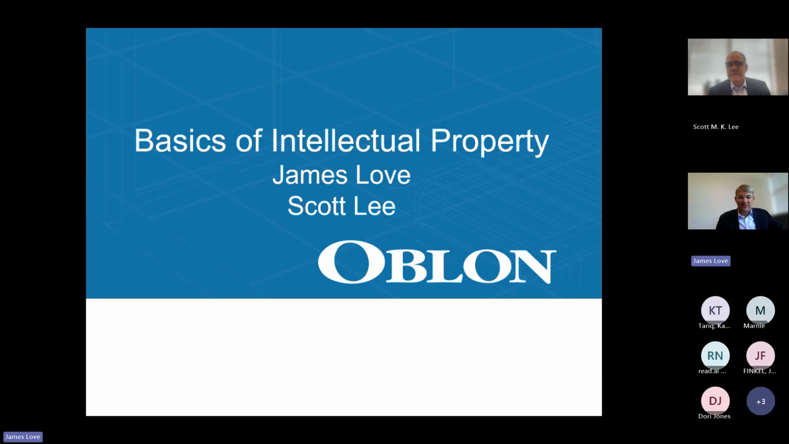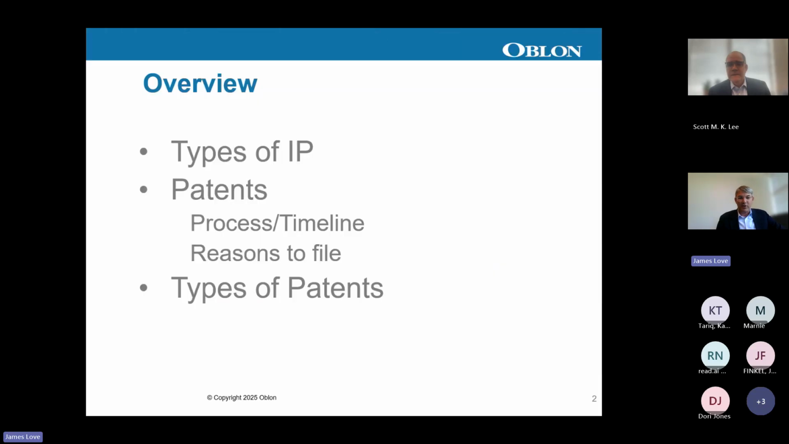So, as an overview of what we're going to look at today, we'll cover a couple of different types of IP, just to give people a sense. Then we'll focus a little bit on patents, because I think patents are often the most important thing to look at in this type of situation. We'll go into some details about the process and the timeline and some reasons why you might want to file a patent. Finally, we'll talk about some specific examples of types of patents and why they may be useful to you in this medical area.